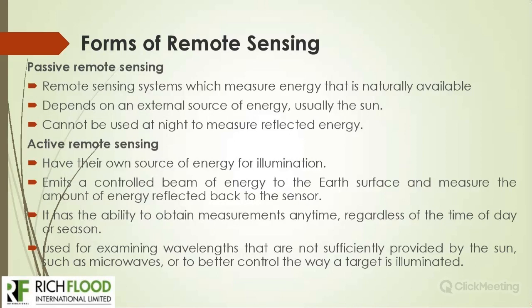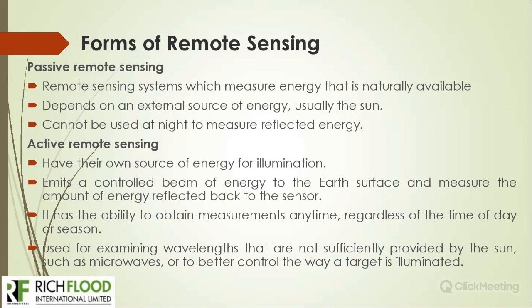So the first one is passive remote sensing. A passive remote sensing system measures energy that is naturally available, for instance, the energy from sunlight, which is naturally available, whereby you don't have to provide this energy artificially.